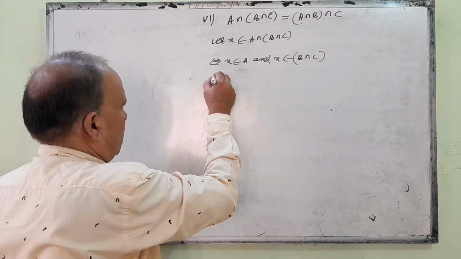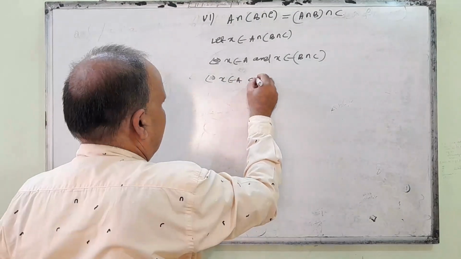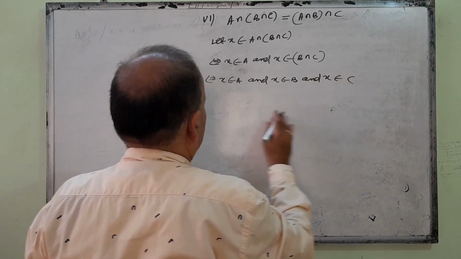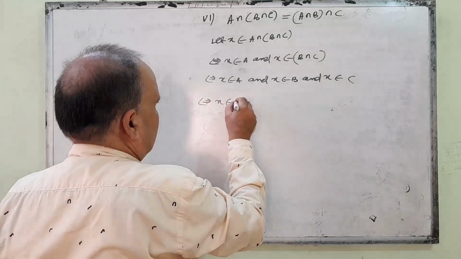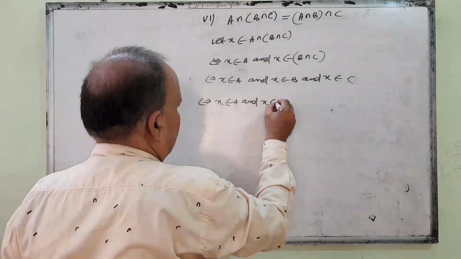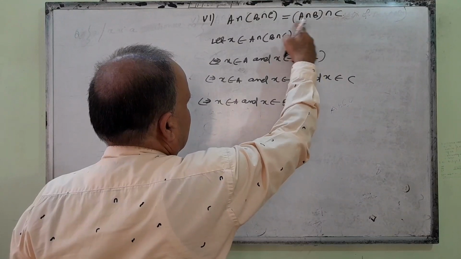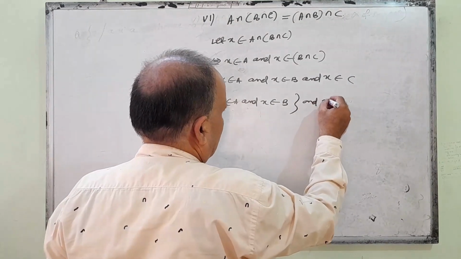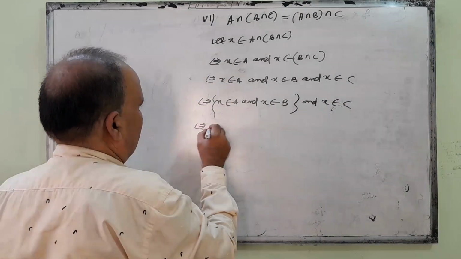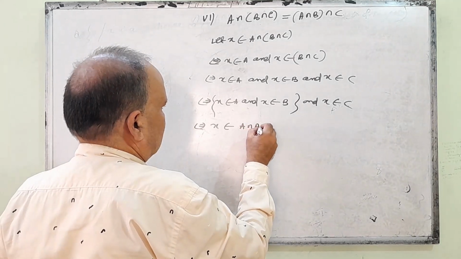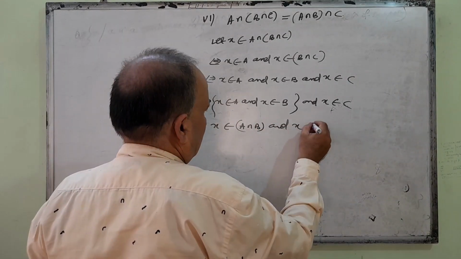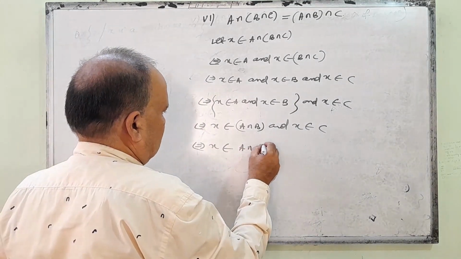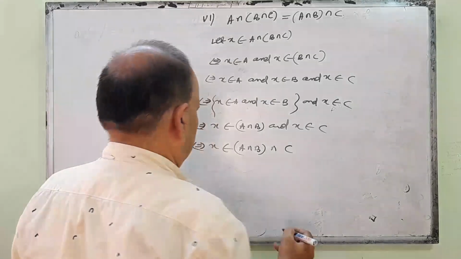This implies and is implied by x belongs to A and here you split: x belongs to B and x belongs to C. Then implies and is implied by x belongs to A and x belongs to B, because on the right hand side these are in one bracket, so you keep it in one bracket, and x belongs to C. Implies and is implied by x belongs to A intersection B and x belongs to C. This implies and is implied by x belongs to A intersection B intersection C.